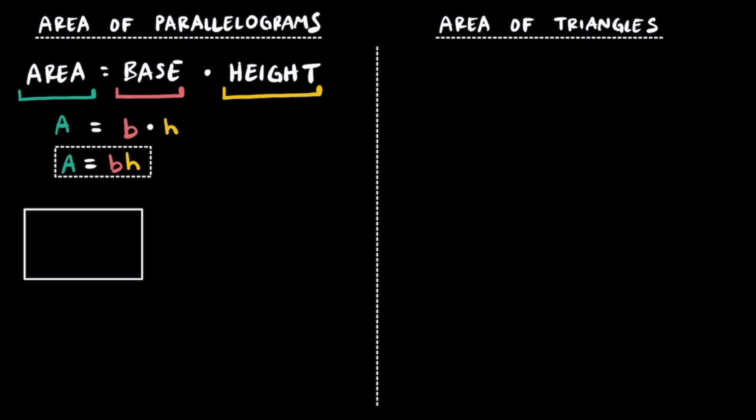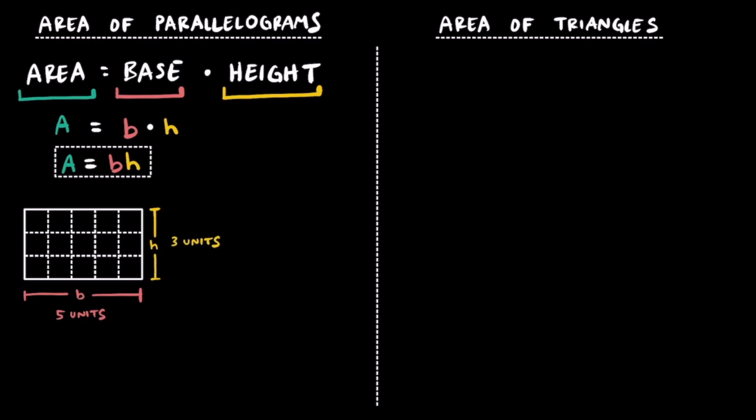To show you what this looks like, let's consider this rectangle. The base would be the length across the bottom, and the height would be the length going up and down. Filling this rectangle up with a bunch of little unit squares, we can see that the length of the base is equal to 5 units and the height is equal to 3 units.